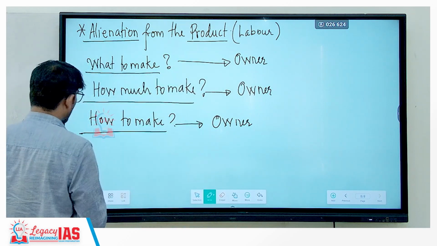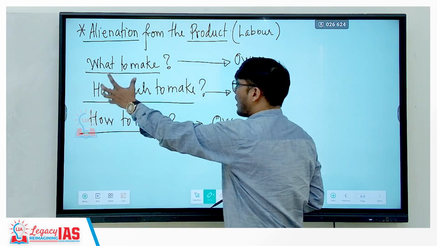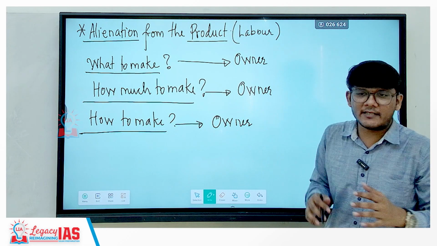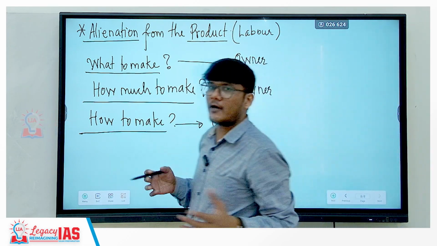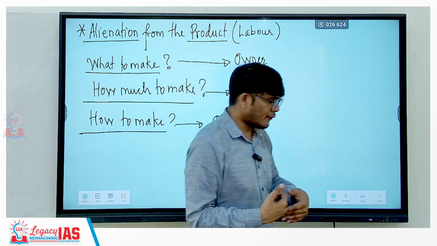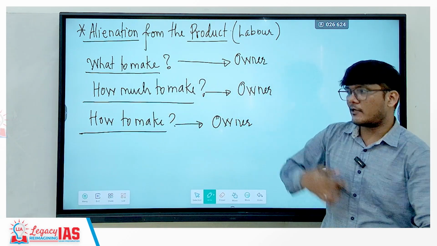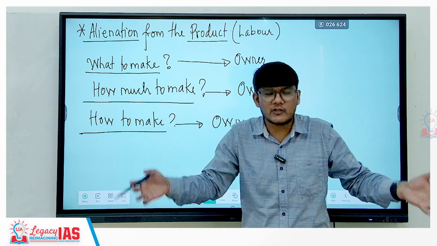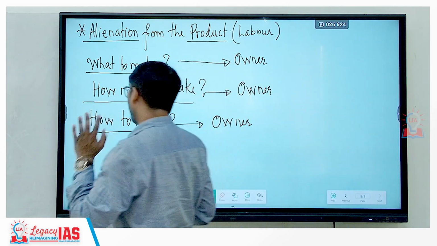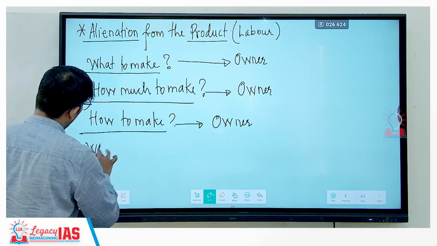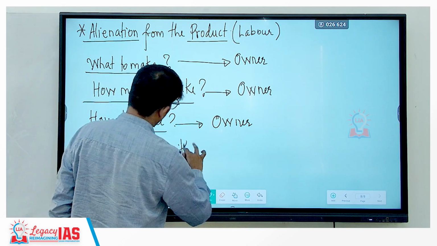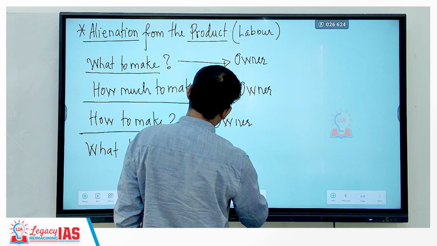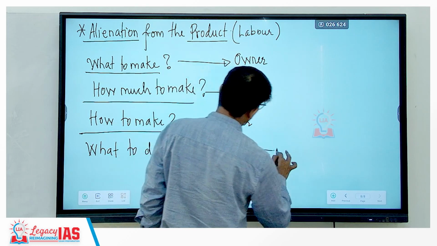Then finally, once what to make, how much to make, how to make is decided, then you finally make it. Once the product is made, what do you do with the product? Do you keep it for yourself? Do you sell it? Do you sell it to the poor people, to this people, to that people? At what cost? Who decides that? Again, the proletariat does not decide it. Again, the owner decides it.